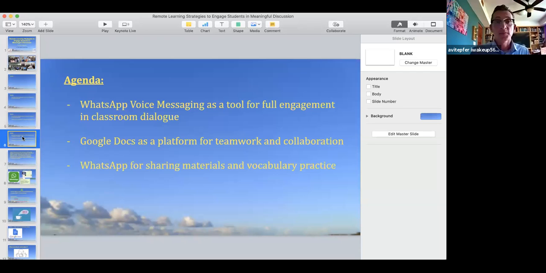And then finally, we're going to go back to WhatsApp and look at how we can share materials and reinforce vocabulary with specific prompts and what I call the vocabulary menu.